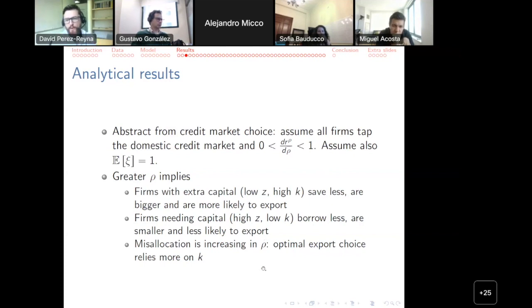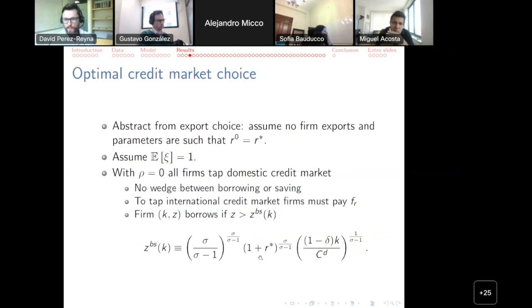And then this is just analytical results. Then I'm going to let both channels play, and we're going to see the main result. So let me start with the first analytical result. That means to analyze the credit market choice. So we're going to abstract from the export decision. So let's assume that no firm exports.